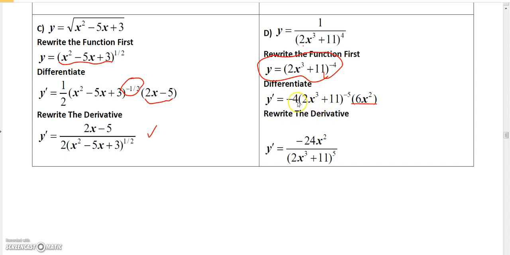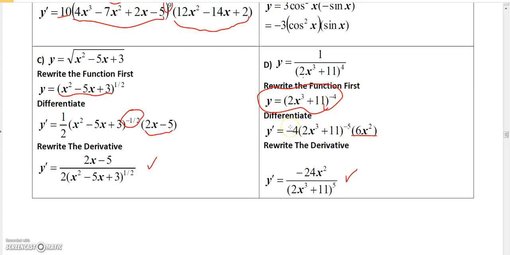And then the last step, I went ahead and moved the 2x cubed plus 11 to the negative 5 power to the denominator, and it became 2x cubed plus 11 to the positive 5 power. And then in the numerator, I just multiplied negative 4 times 6 and got negative 24, and then of course also have an x squared. So I have negative 24x squared in the numerator over 2x cubed plus 11 to the 5th in the denominator.